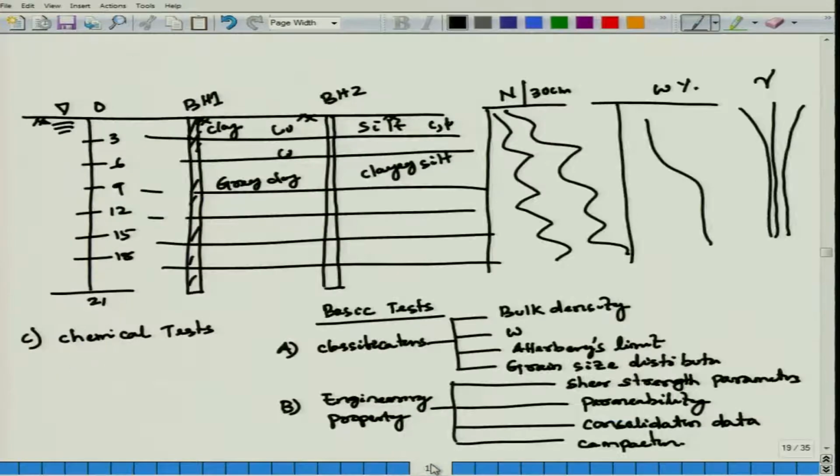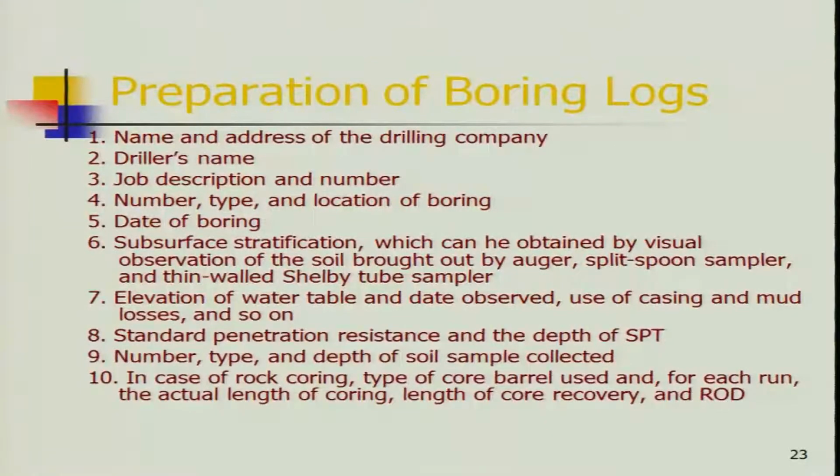Then at the end prepare a data log, all information in your data log. Then what are the different tests you are supposed to do, basic tests in your laboratory. First one is your classifications, bulk density, natural moisture content, Atterberg's limits, grain size distribution, engineering properties, shear strength parameter, permeability, consolidation data, compaction. If it is organic soil, then go for chemical test. So, I will show you some video or something in PPT form, how it has been prepared, it will be a better way to see.